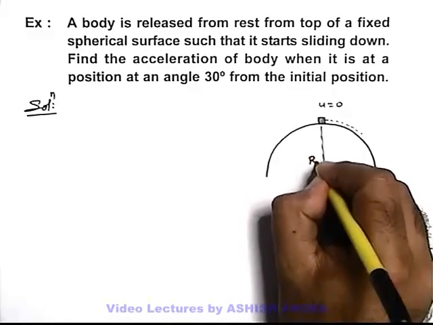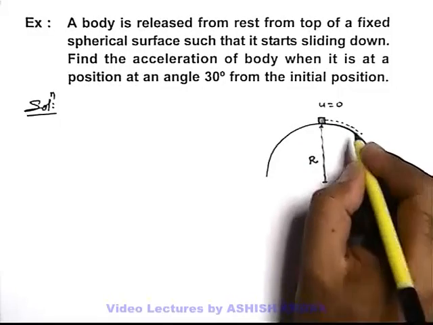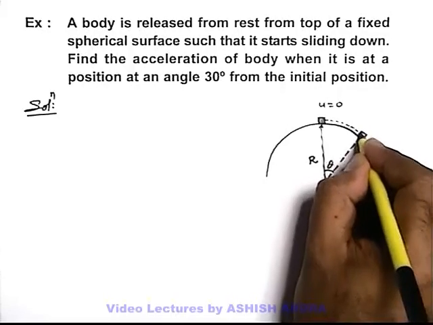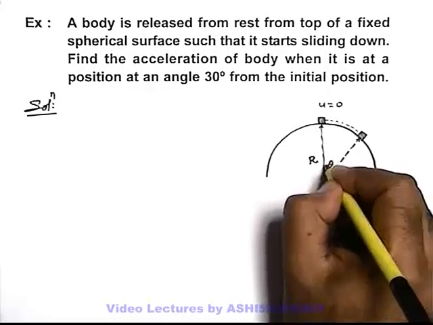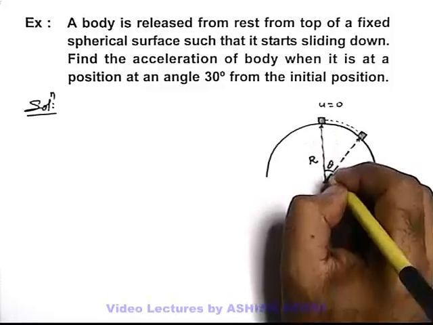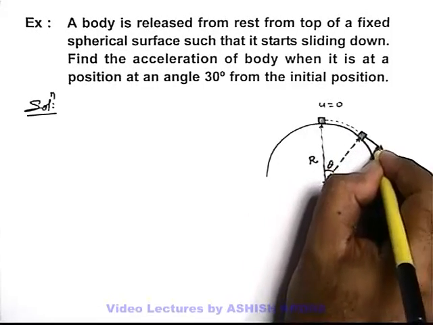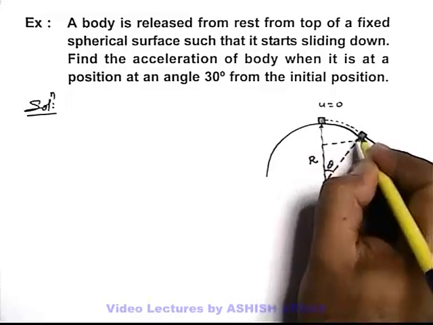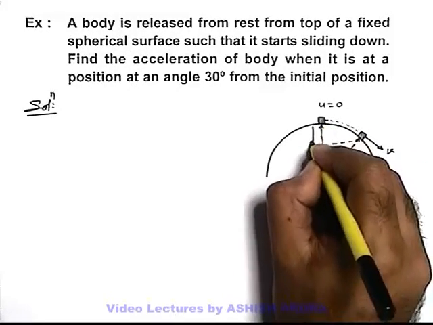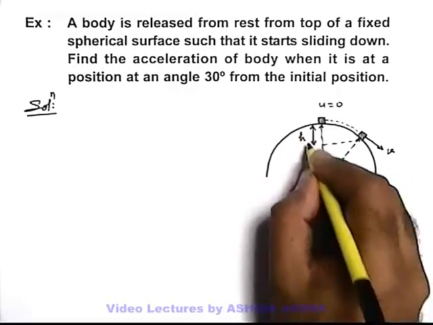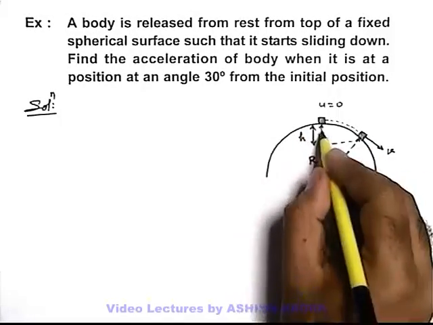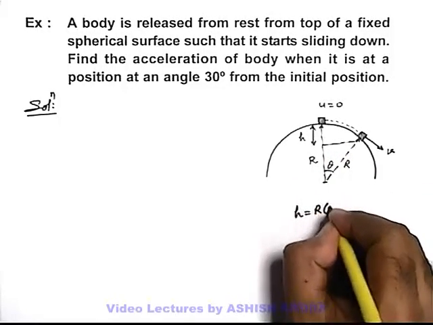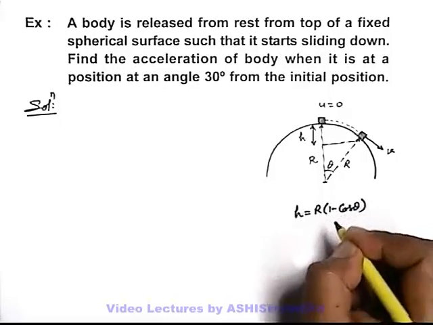Say the radius of this surface is r, and when the body travels up to a position where the radius makes an angle theta from the vertical or initial position, the body will have a speed v. And in this situation, from initial to this position, the body has fallen by distance h, and the value of h we can simply write as r minus r cos theta. So it is r into 1 minus cos theta.